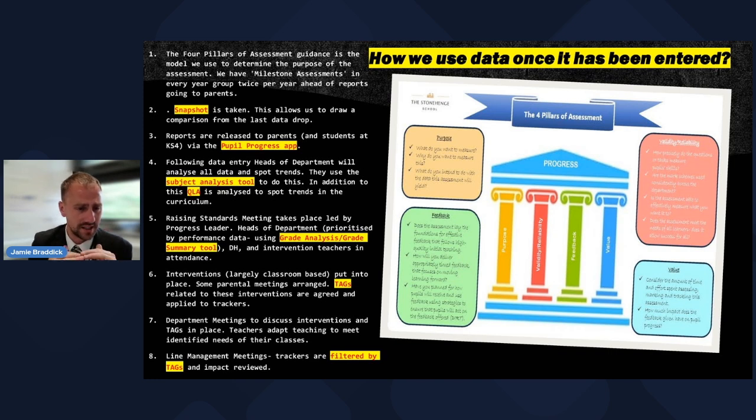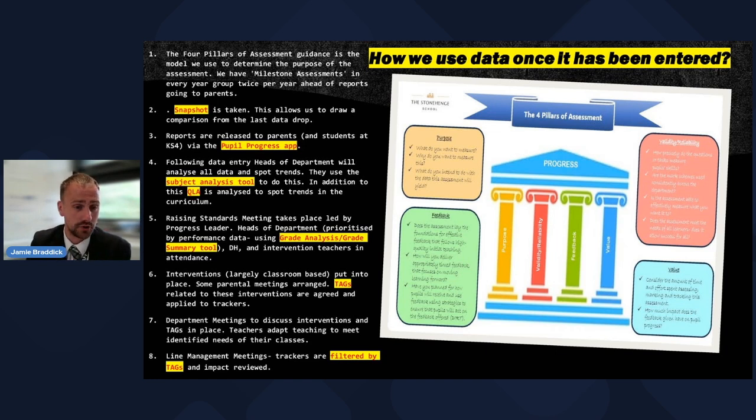Once the data is entered, we then carry out a snapshot. That snapshot allows us then to draw comparisons from the last data drop. So we've then got the data from when they last did a milestone to this one, and we can see the progress that they've made. So snapshot is the first step that we take.